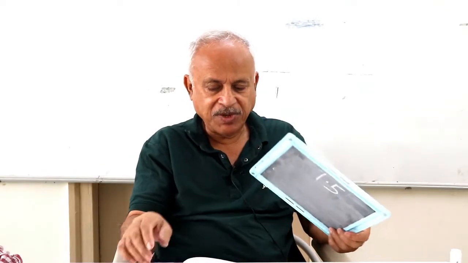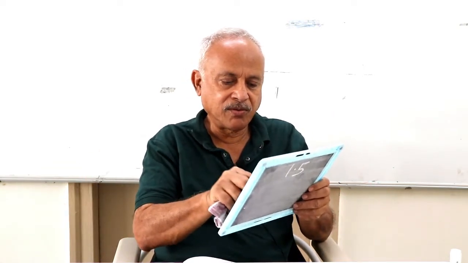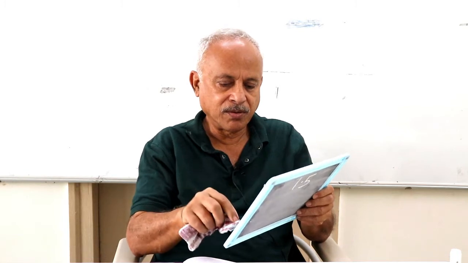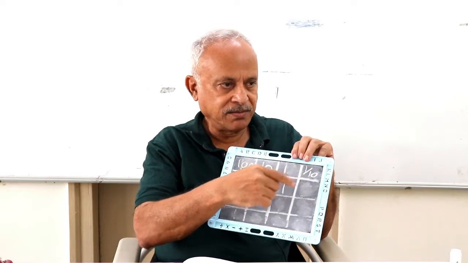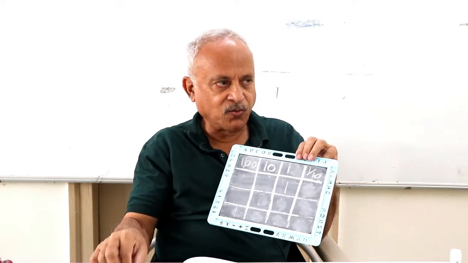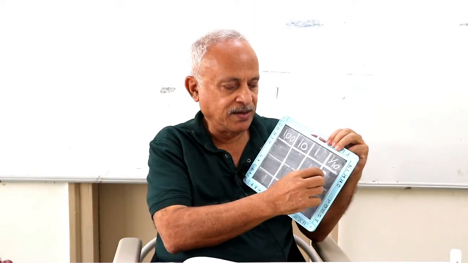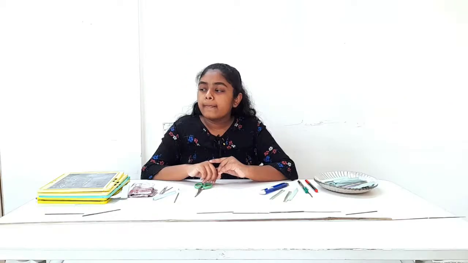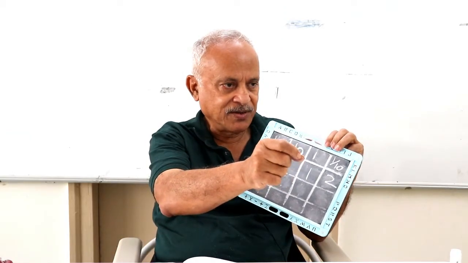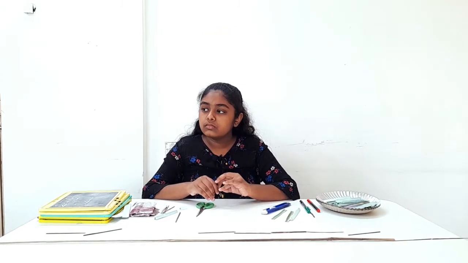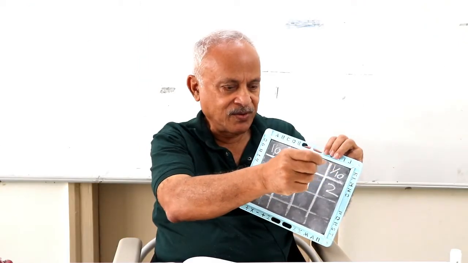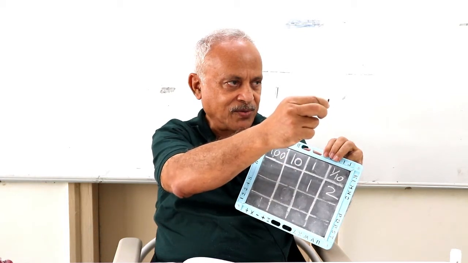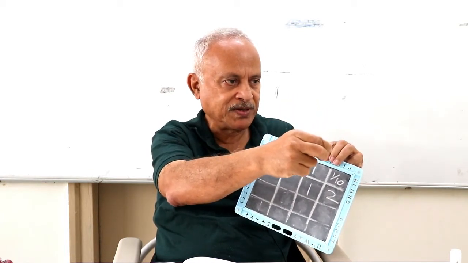So now let me, so we have 1 meter, and then how many pieces of 1 by 10? 2 pieces of 1 by 10. So I'll write that here. But there still is some space left. So can you fill that space with the pieces which you had made? Remember, you had made those pieces.